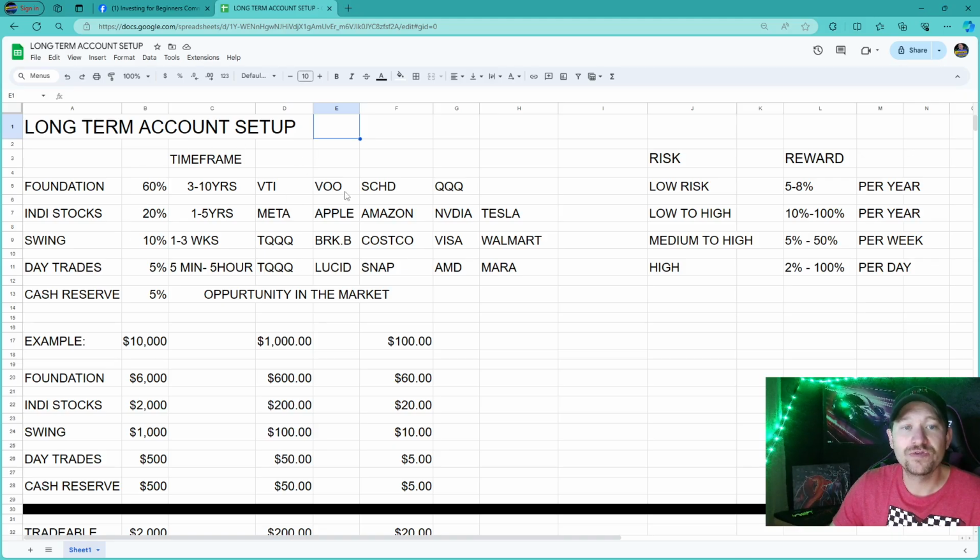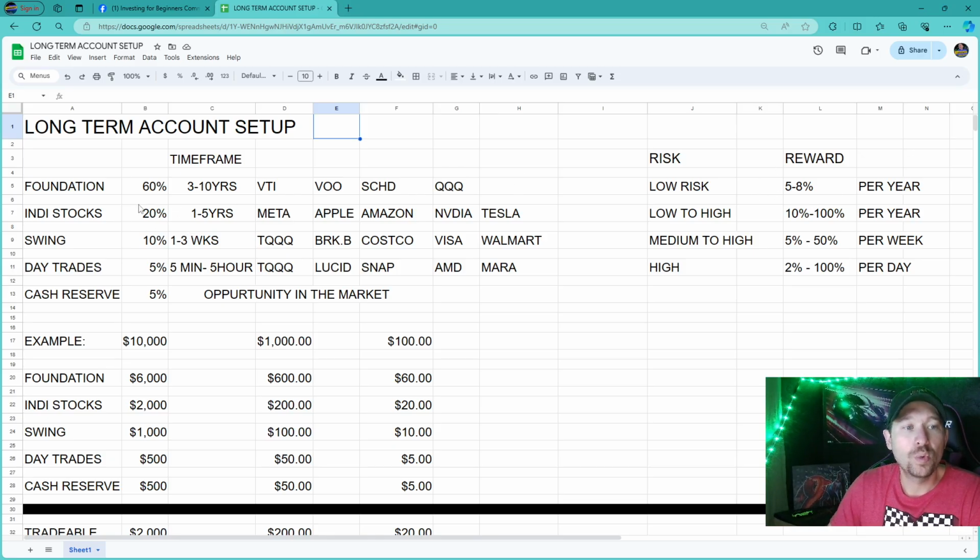Now the time frame for these companies would be 3 to 10 years. You could even go a little longer if you want to, 10 to 20 years. But we're looking at ETFs like VTI, VOO, SCHD, QQQ, stuff like that. Now, there is very low risk because basically all of these ETFs track the overall market, and reward between each one could be an average of around 5 to 8%. Some can go up 10%, 20% per year, and some can even go down a little bit and be negative on certain years compared to others.